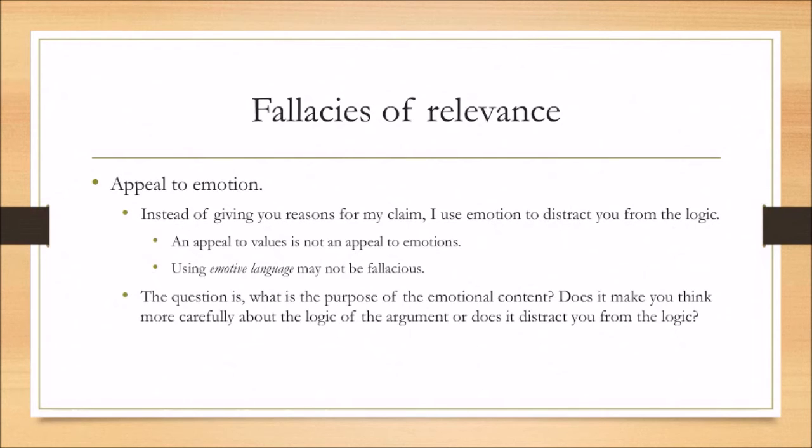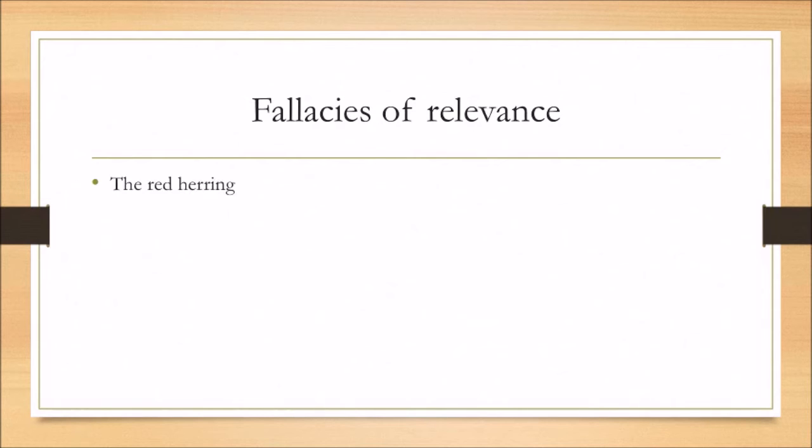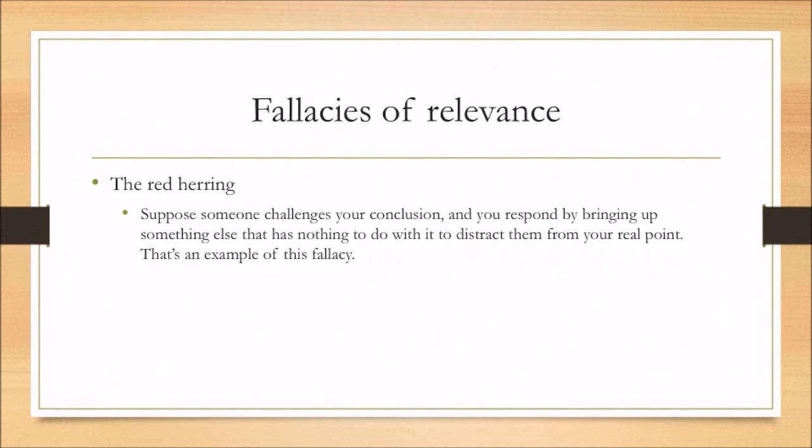So the question to ask yourself is, what's the purpose of the emotional content? Does it make you think more carefully about the logic of the argument, or does it actually distract you from the logic? The third thing is a red herring. Think about it this way: somebody challenges your conclusion, and you respond by bringing up something else that has nothing to do with it to distract them from your real point. That's the kind of thing that would happen with this fallacy. So for the red herring, ask yourself, does this have anything to do with what we were talking about? If it doesn't, it may be a red herring.